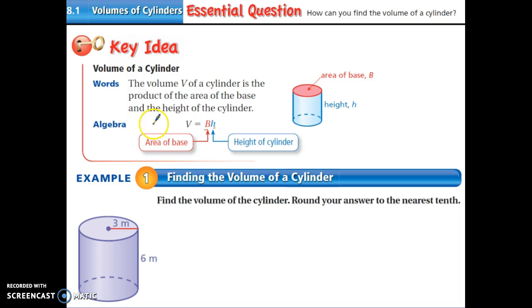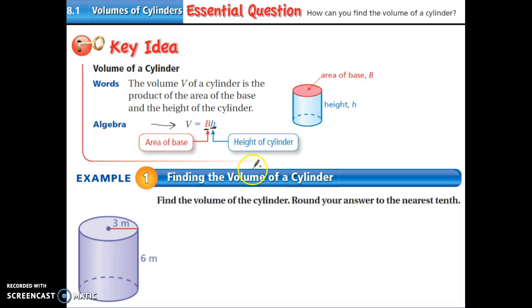If you look under the algebraic definition for the volume of a cylinder, we see that the equation is volume equals area of the base times height. This capital B represents area of one of the bases, while H here represents the height of the cylinder. So all we're going to do is calculate the area of the circle that makes the base and multiply by the height of the entire cylinder.